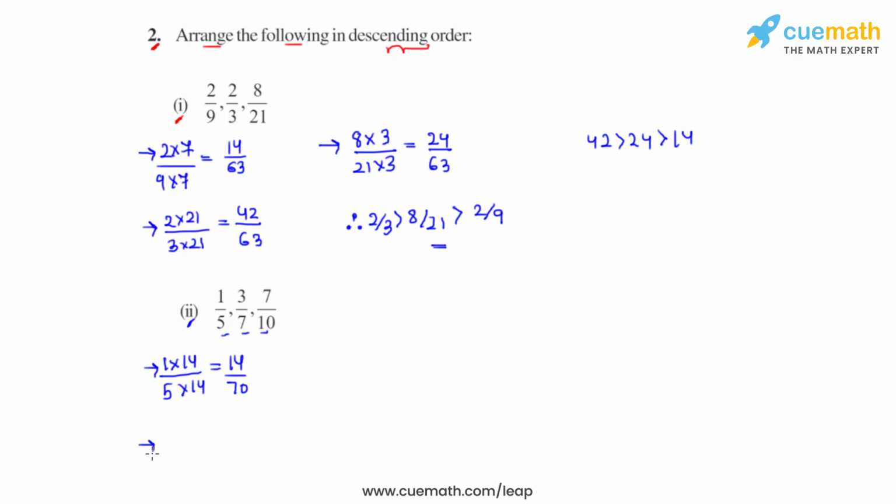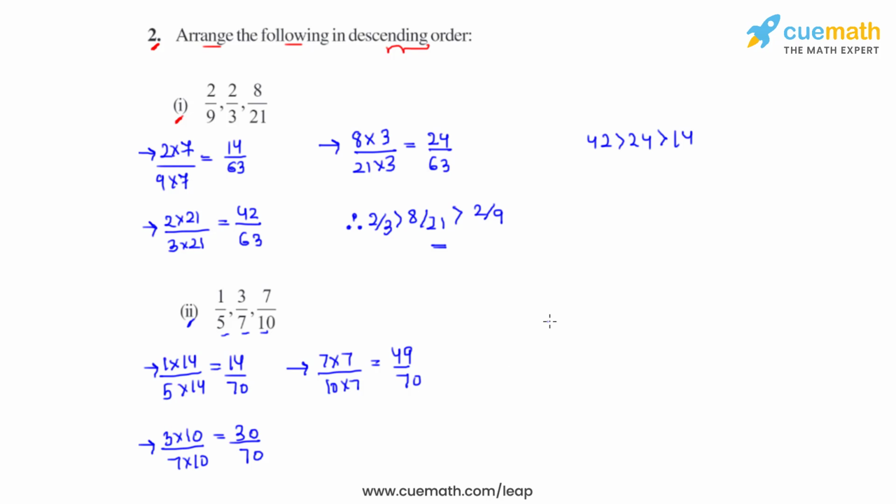For the second fraction, we'll multiply the numerator and the denominator with 10. So that gives us the fraction 30 over 70. And for the third fraction, we'll multiply it with 7 in the numerator and 7 in the denominator. So that gives us the fraction 49 over 70.